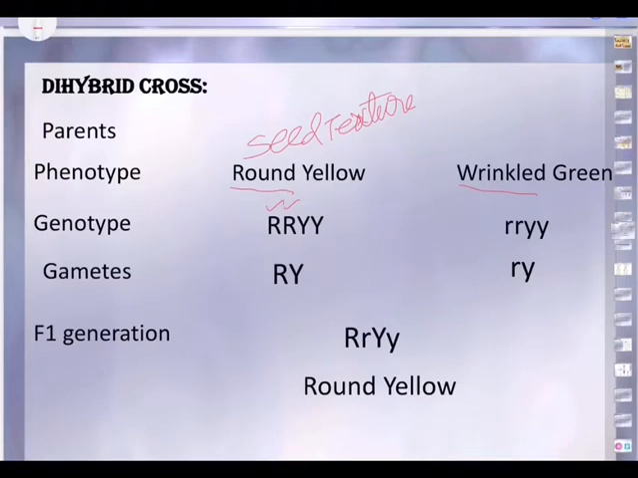So remember we said that the first alphabet we should take round, capital R, 2 alleles, and corresponding you should not take small w because it is wrinkled. You should take the corresponding letter of that dominant one, smaller. And then the color of the seed. One is texture and second one is color of the seed. Is it yellow color or green color?